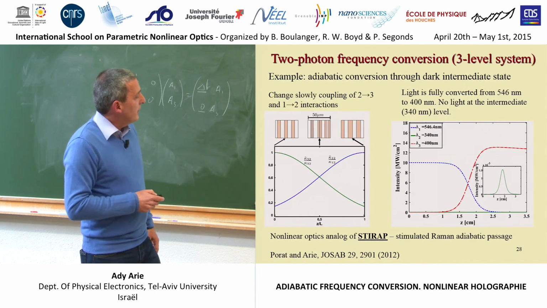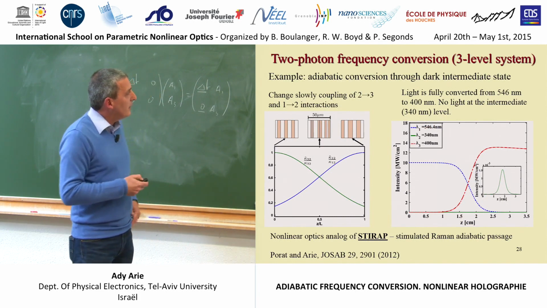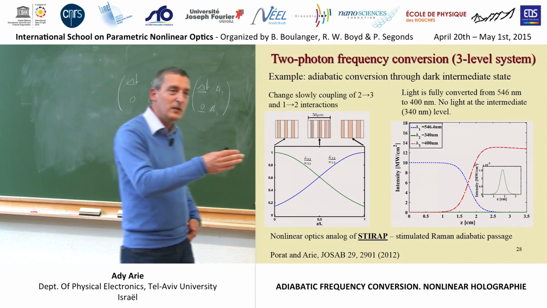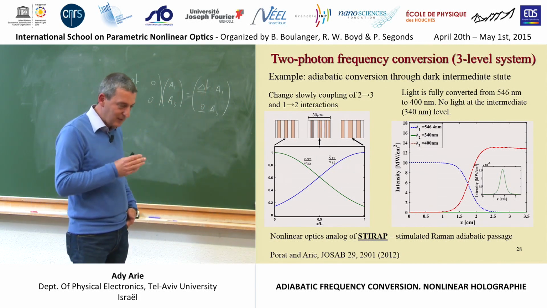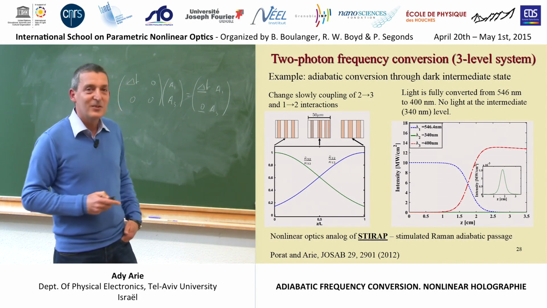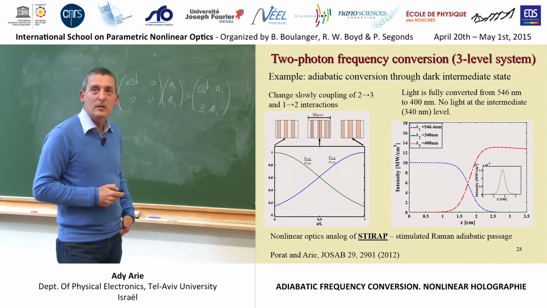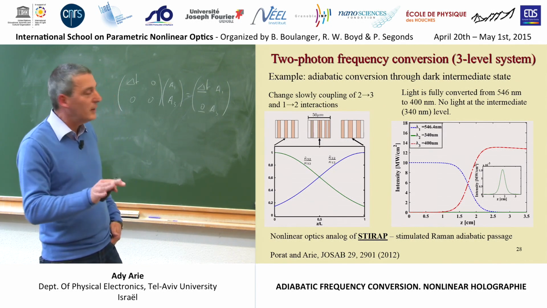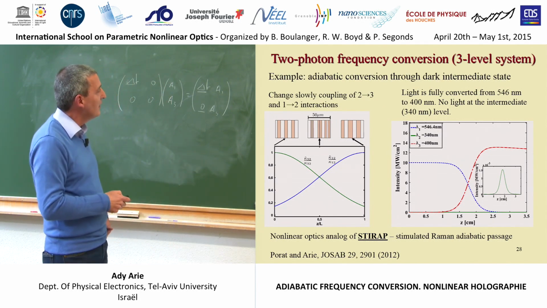OK, so the concept we are using, I will show you 2 ways how to do this conversion with a dark intermediate stage. Dark intermediate stage. Okay, so the first one is actually implementing the concept of STIRAP in nonlinear optics. So you don't have to know anything about STIRAP. Let me just tell you what is done here.